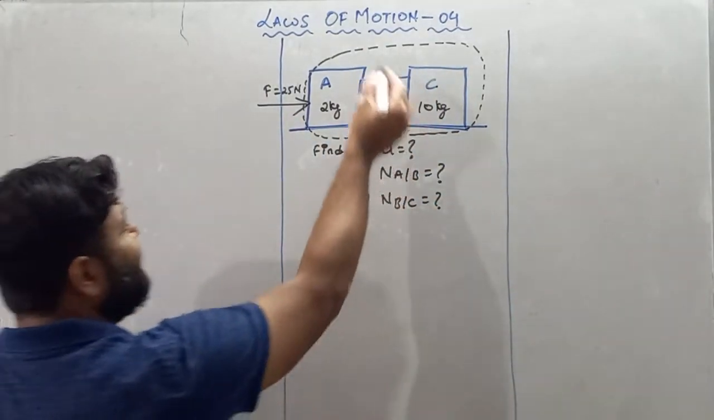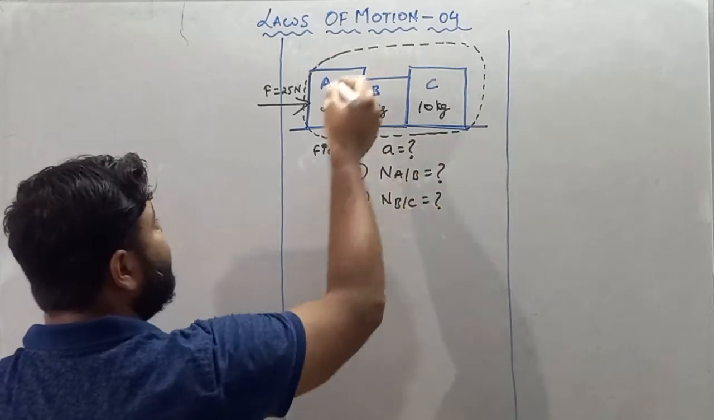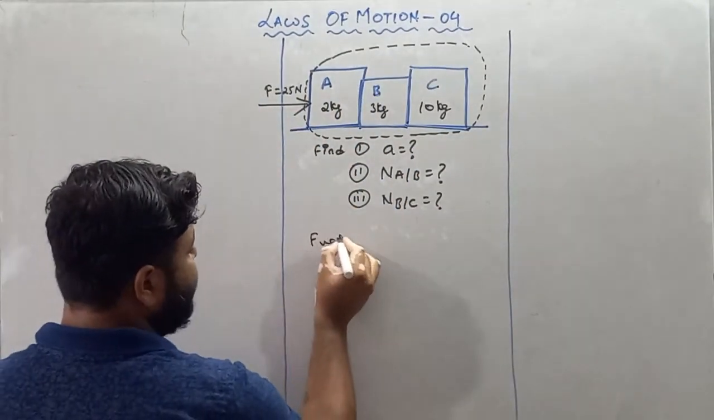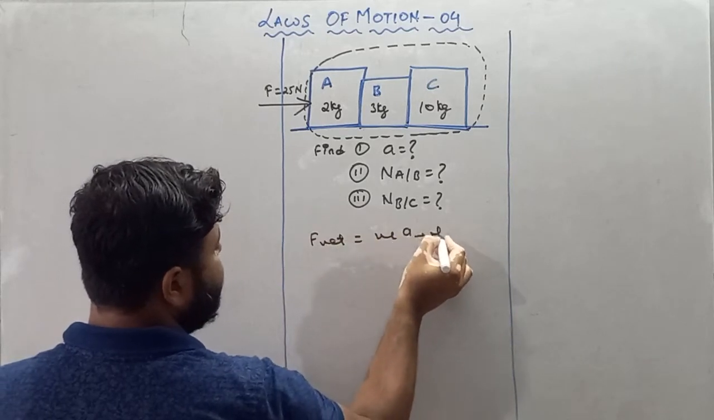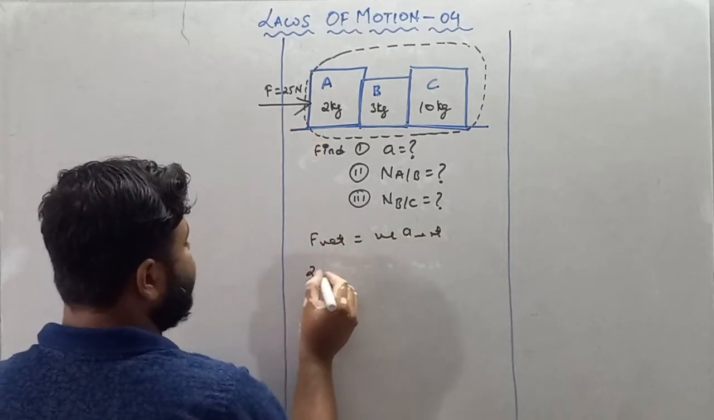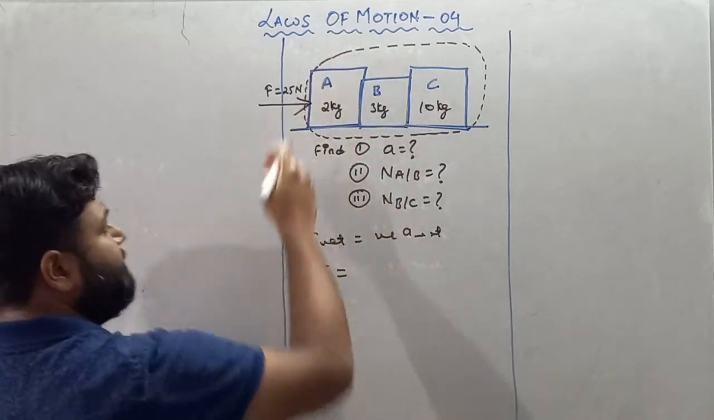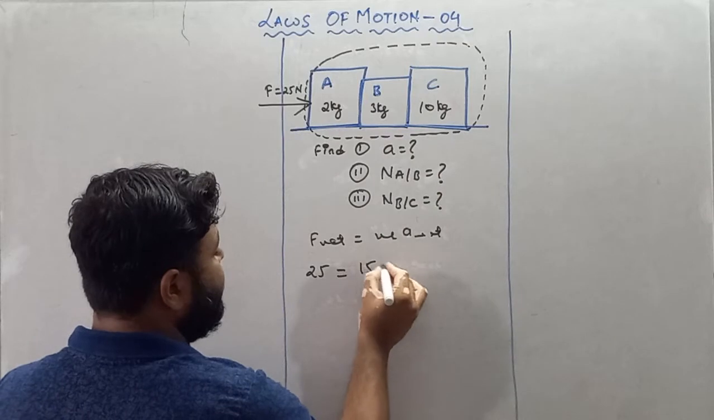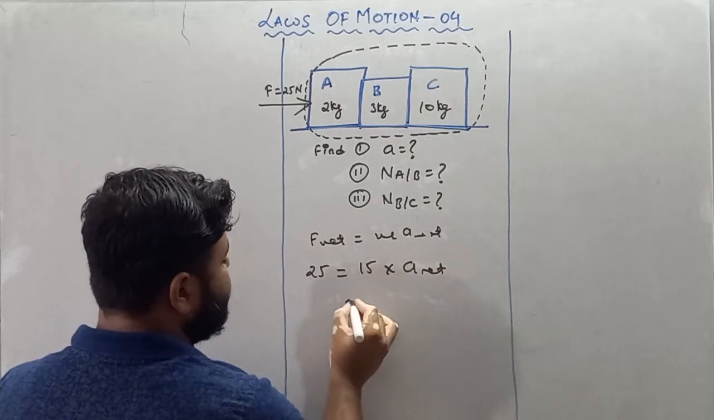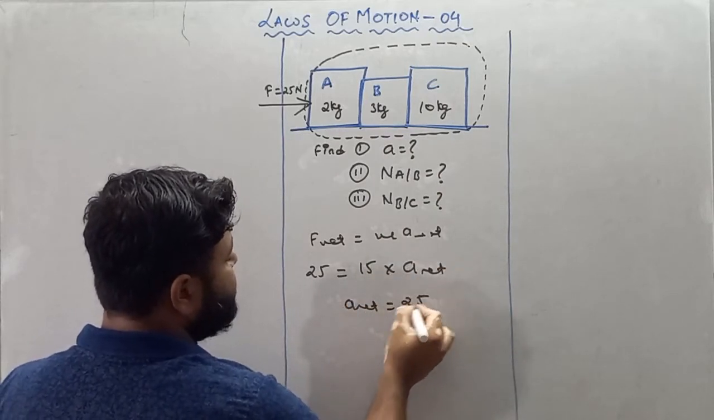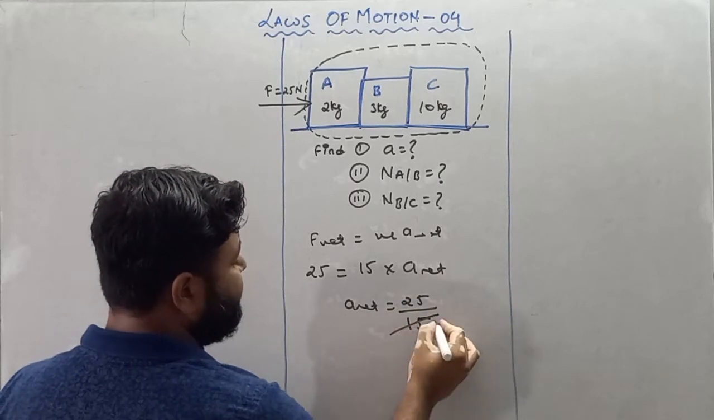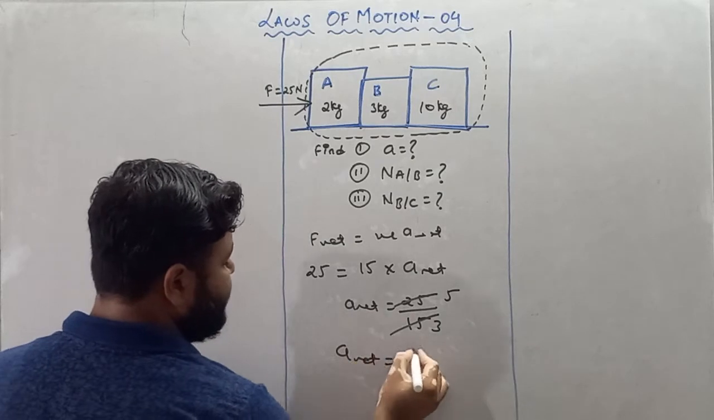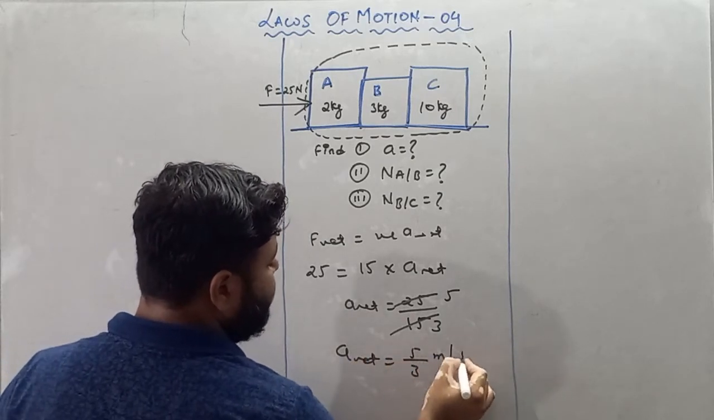So if we consider it as a single block in which a 25 Newton force is acting, we'll say F net is equal to m a net. The net force is 25, which equals m, the total mass, 3 plus 2 is 5, plus 10 is 15, multiplied by a net. So the value of a net is 25 by 15. 5 3s are 15, 5 5s are 25. The net acceleration is 5 by 3 meter per second square.